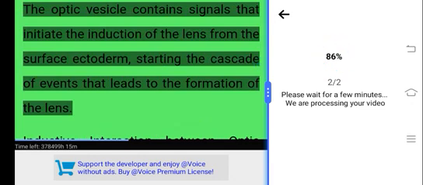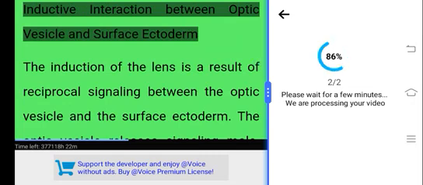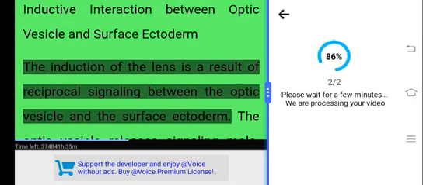The optic vesicle contains signals that initiate the induction of the lens from the surface ectoderm, starting the cascade of events that leads to the formation of the lens. Inductive interaction between optic vesicle and surface ectoderm. The induction of the lens is a result of reciprocal signaling between the optic vesicle and the surface ectoderm.